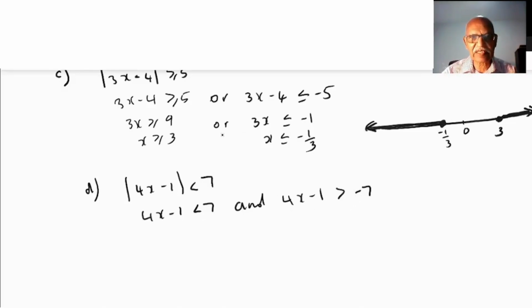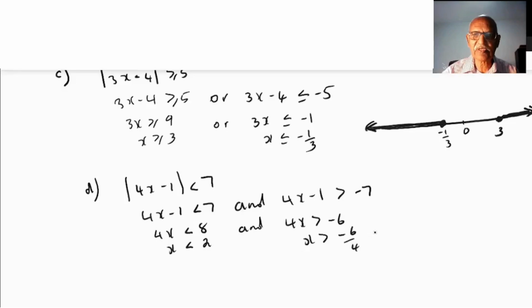Just try to understand these two examples here. So 4x less than 8, and then x is less than 8 divided by 4, which is 2, and 4x greater than -7 plus 1, which is -6. X is greater than -6/4. X greater than -3/2.